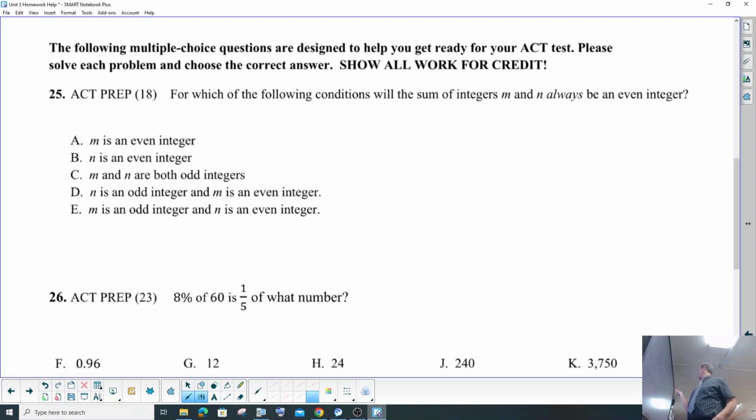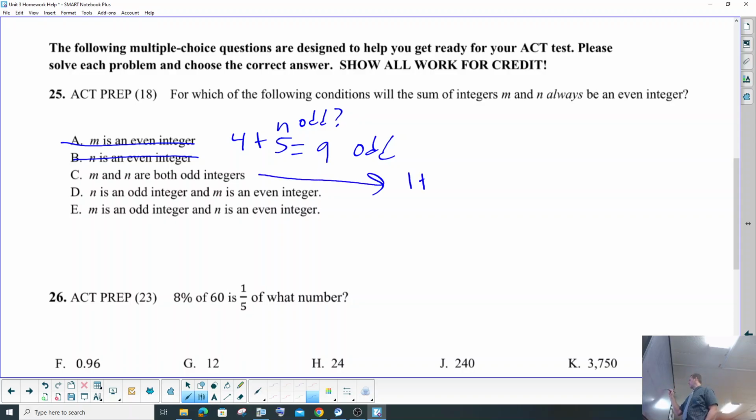Okay, I had to think about it. Did you think about it? So if m is an even integer, well, that's not always true, because what if n is odd? Then like 4 and 5, for example, that's 9, and that would be odd. So that doesn't work. And if n is even, just switch it. It still could be that the other one's odd, so that doesn't work.